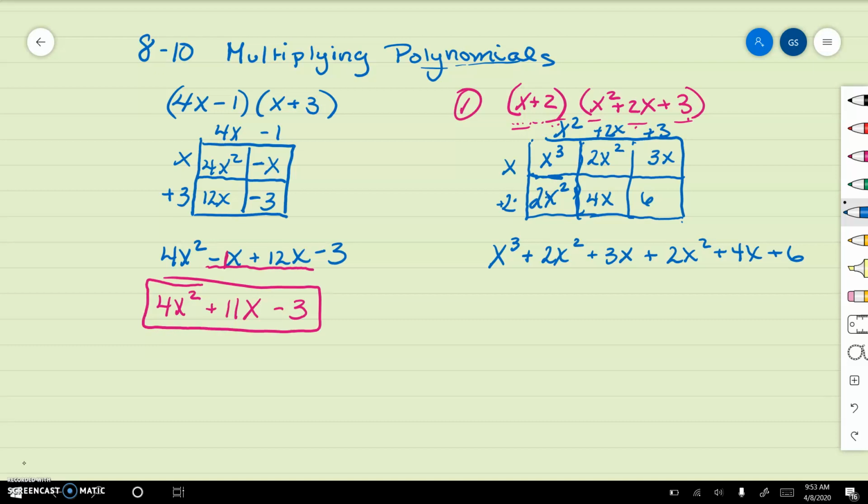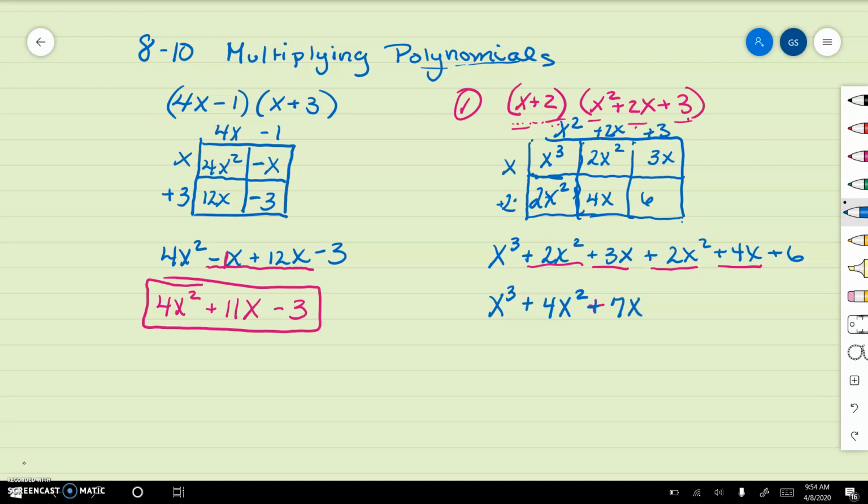All right, we're going to bring down the x to the third because there are no other exponents of 3. Then we're going to take the x squared terms and combine them. So 2x squared and 2x squared is 4x squared. Okay? Then we're going to take the 3x and the 4x, and we're going to combine them. So 3x and 4x is 7x.